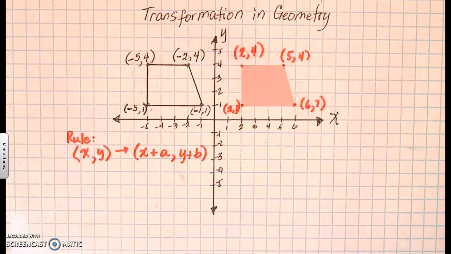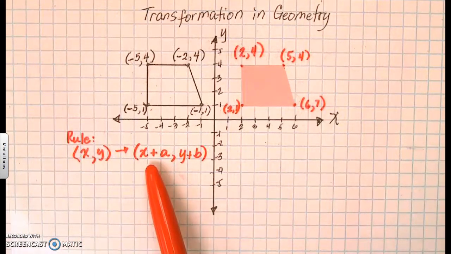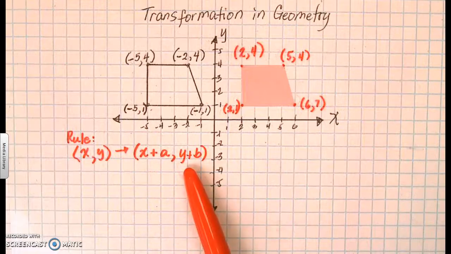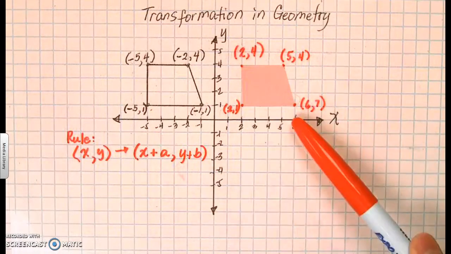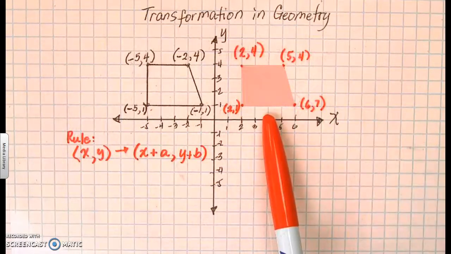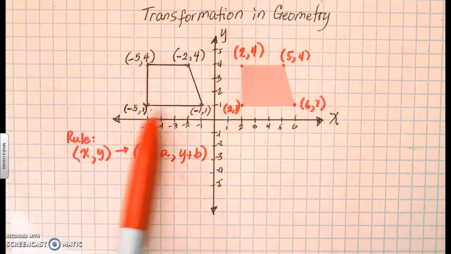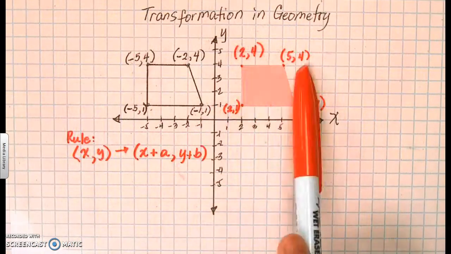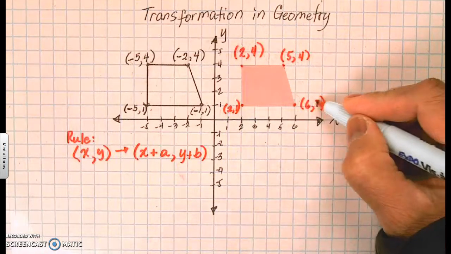Notice that the rule says (x, y) will change to (x plus a, y plus b). Nothing has changed to y because we did not vertically translate your figure. We did the horizontal translation. So I want you to notice all the y values remain the same: 4, 4, 1, 1. That's supposed to be a 1 right there.